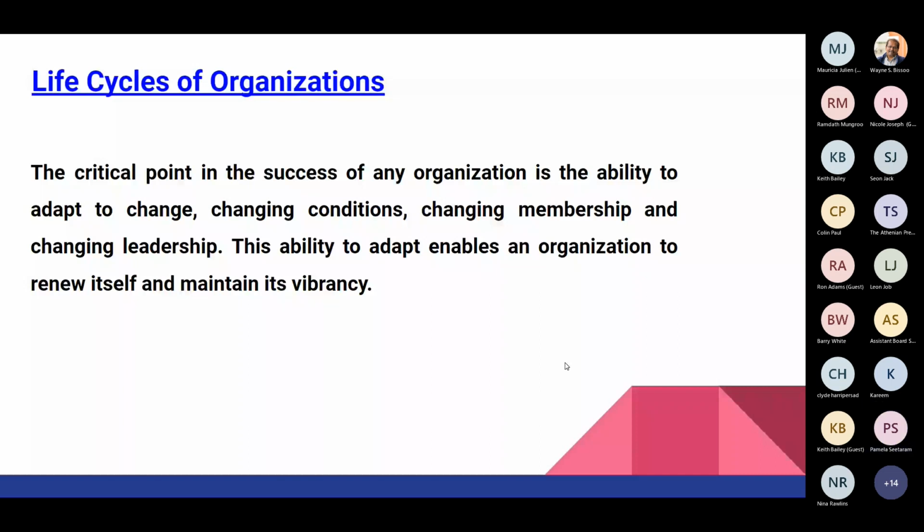I will continue with the life cycle of organizations. And as we see, the critical point in the success of any organization is the ability to adapt to change: changing conditions, changing membership, and changing leadership. And as my colleague Nina just talked about change, no one likes change. But how will we know until we try it? Sometimes we try something and you say, yeah, boy, it worked better. So we must adapt to change, right? And that's the only way an organization could move forward. This ability to adapt enables an organization to renew itself and maintain its vibrancy.